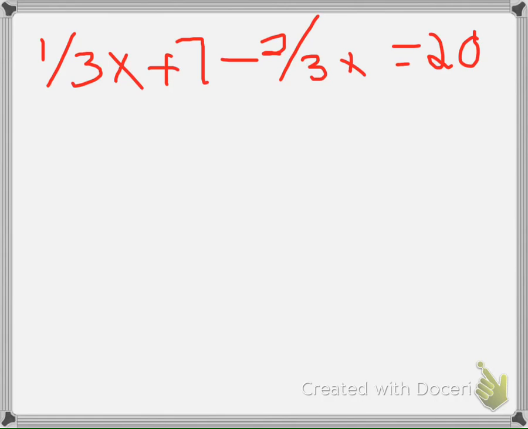All right, copy this problem down. 1/3 x plus 7 minus 2/3 x equals 20. When you have the problem copied, turn the video off, try to do the problem without the video, and then check yourself.